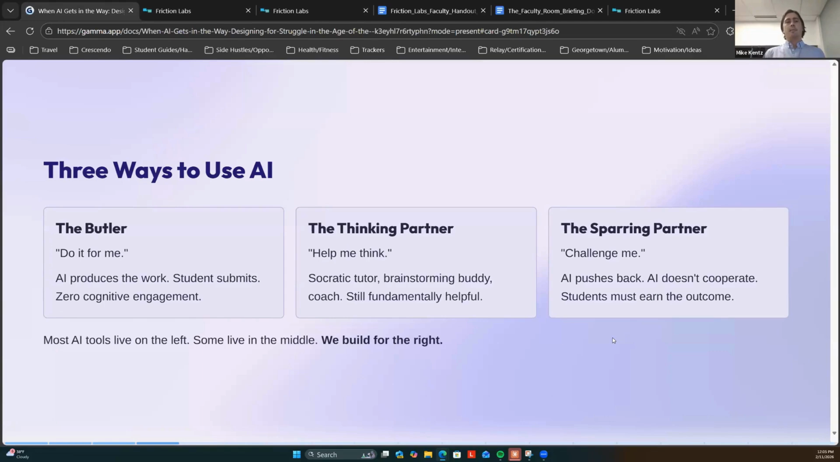What we're doing, myself and a couple of professors building Friction Labs, is we're trying to move even further on that spectrum into a space where we use AI as a sparring partner. Instead of saying, help me think, we're going to say, challenge me. We're going to tell the AI and design it to push back, not cooperate. And ultimately what happens in these interactions is that the students have to earn a specific type of outcome. So again, we've got the butler, the thinking partner, and the sparring partner.